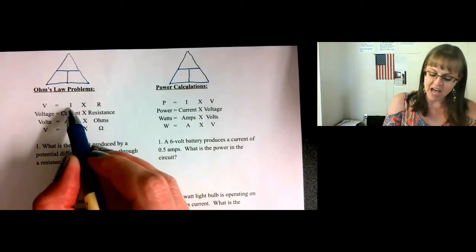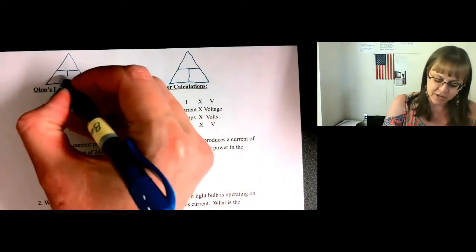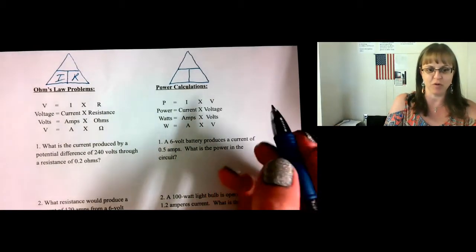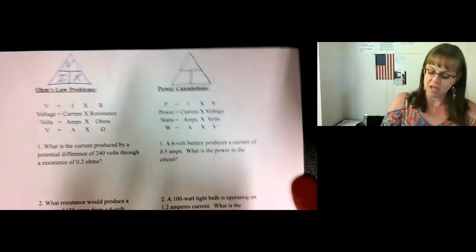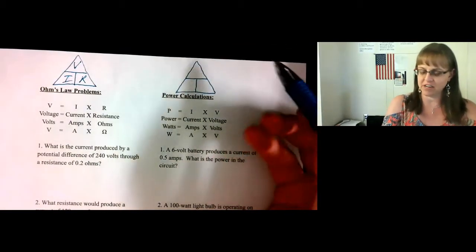Notice the I times the R. The I and the R are multiplied. So I and R side by side multiply on the bottom of the formula. V goes in the leftover blank at the top. Be careful, don't just memorize V goes on the top, because it doesn't necessarily.